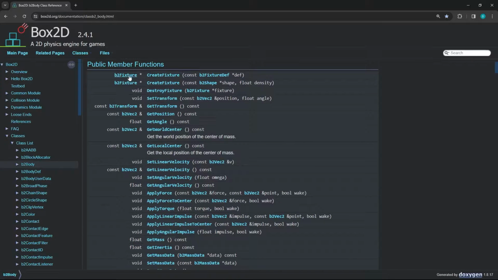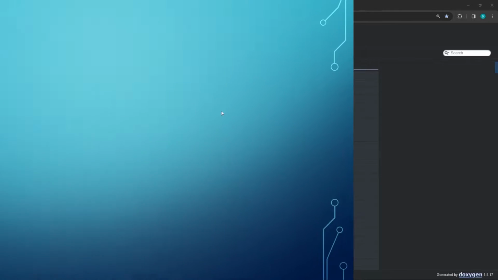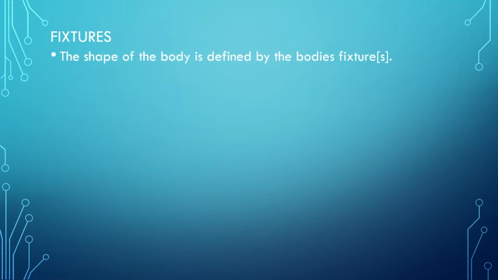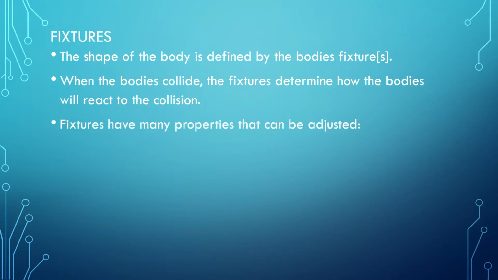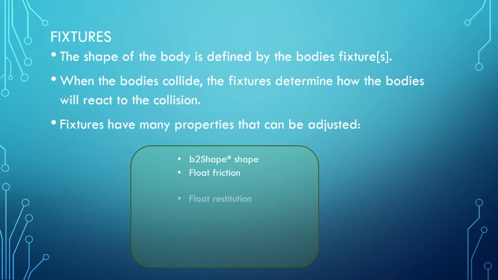So now that we're looking at fixtures, what is a fixture? All right, so what are fixtures? The shape of the body and some of the other properties are defined by the body's fixtures. I say fixtures because a body can consist of multiple fixtures. When bodies collide with each other, the fixtures are what determine how the bodies should react to the collision. Fixtures have many properties that we can manipulate, such as the shape of the fixture, the coefficient of friction, and the coefficient of restitution. The restitution is the elasticity of the body, or the bounciness, and the lower the restitution, the less it should bounce upon collision.